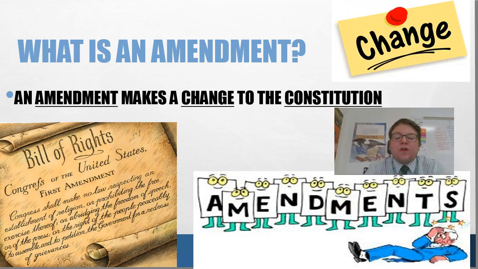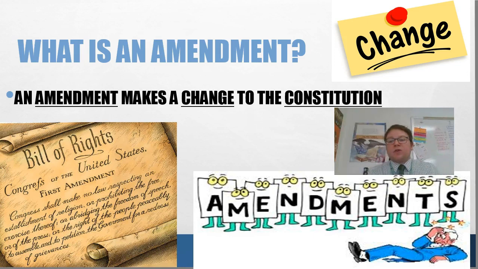Okay, so first let's talk about what an amendment is. An amendment is a way to change the Constitution. Now, the people who wrote the Constitution were pretty smart. They knew they wanted to get the Constitution to last longer than the Articles of Confederation did. The Articles of Confederation barely lasted 10 years. So they knew they wanted to create a lasting government.